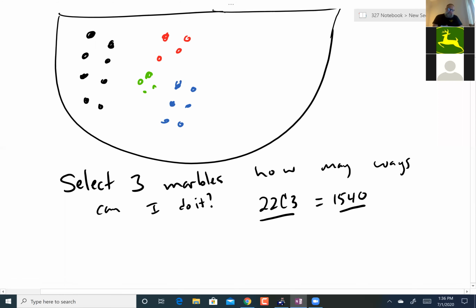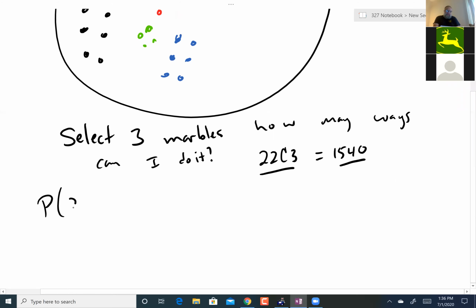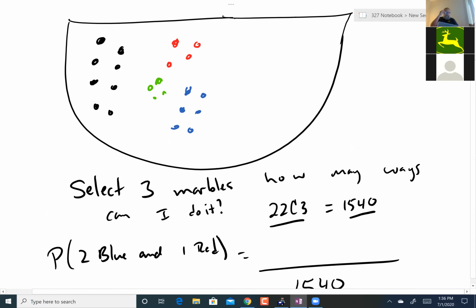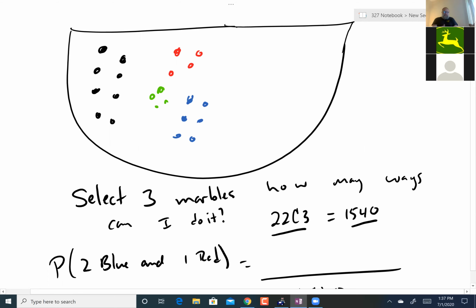Okay, so the questions will be things like this. What's the probability that I get 2 blue and 1 red? Well, I don't know, but I do know that there's 1,540 possible ways to pick 3 different marbles. Now, first thing that occurs to me is there aren't very many blues and aren't very many reds. I mean, there's more blues than there are reds and greens, of course. But it's weird that I'm not going to get a black marble. And the fact that in my mind it registers that it's weird means it's probably not going to be a very high probability of happening.